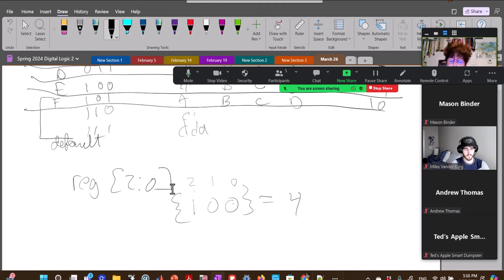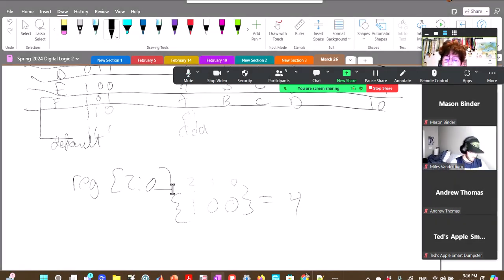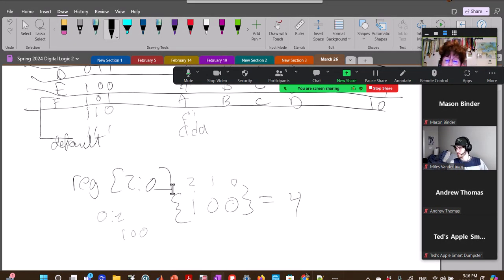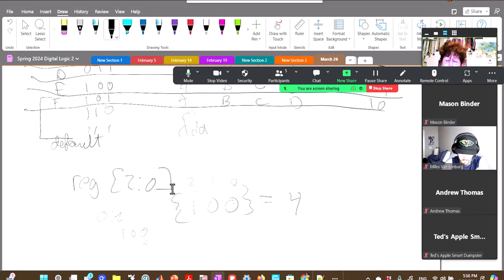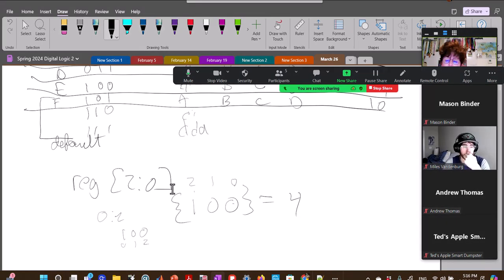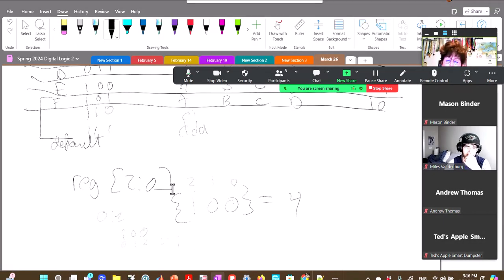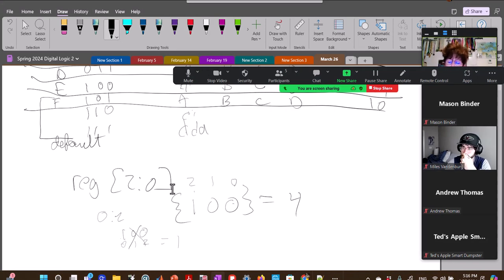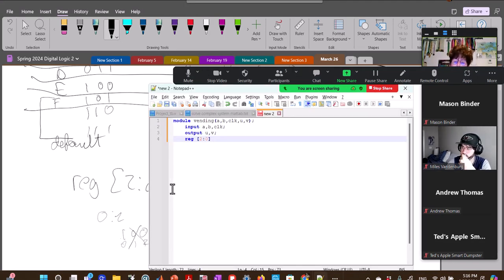So that's why I do it in that order. If you did 0:2, everything will still work fine. You just have to realize that if you treat 100 as a number, then it's actually saying this is the most significant bit, and then this one, and then this one. So this number really equals 4, because this is the 4's place, the 2's place, and the 1's place. So that's why I do it that way.